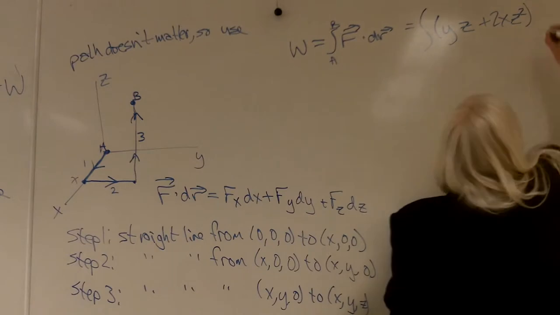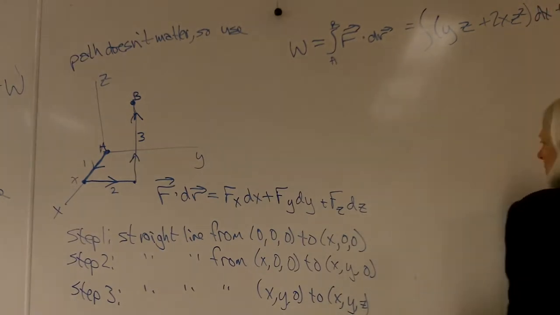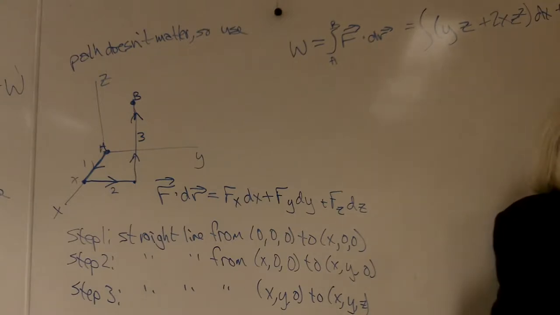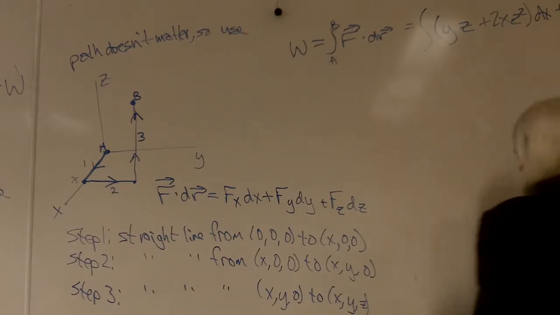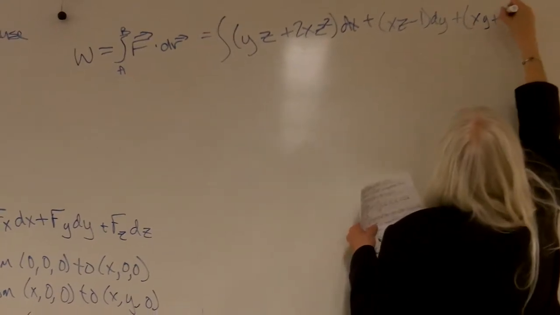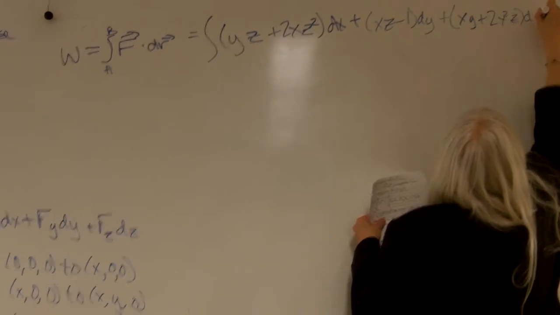So this was F sub x. It's multiplied by dx. And F sub y was xz minus 1. That gets multiplied by dy. And F sub z was xy plus 2x squared z. And that gets multiplied by dz.